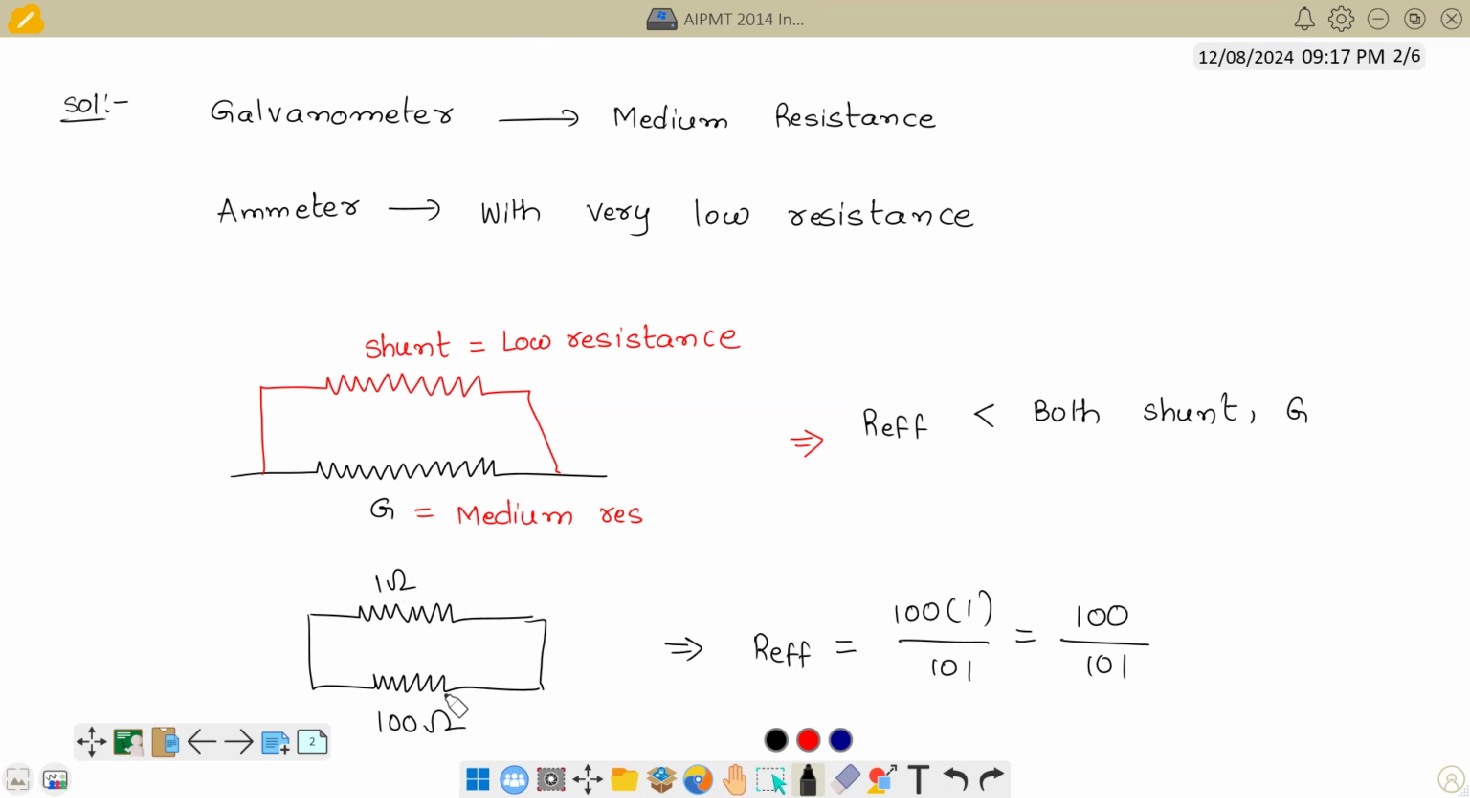So remember, this is a very important property when resistors are in parallel. Their effective resistance would be lesser than all the resistances involved. So it would be lesser than 1. So this is how, if you take a medium resistance and connect a low resistance in parallel, you will get an even lower resistance.